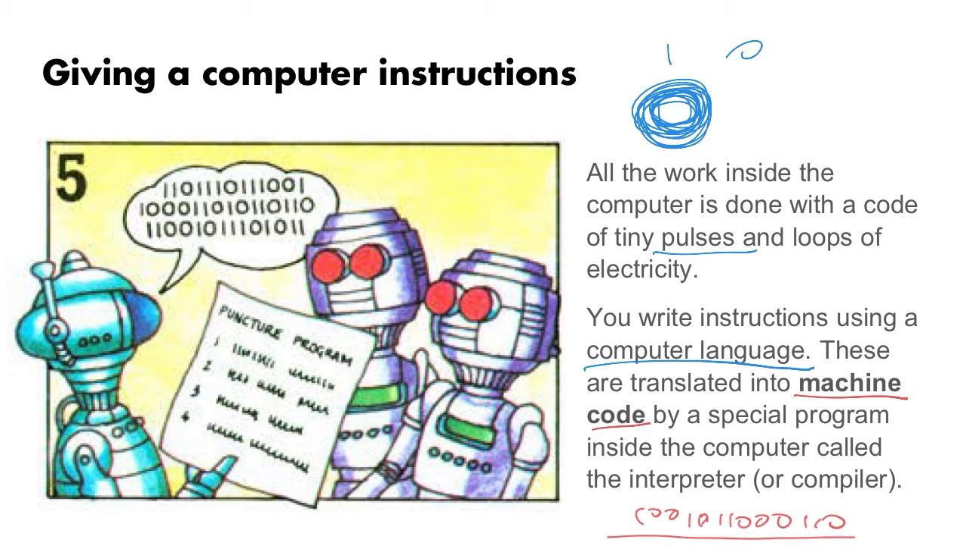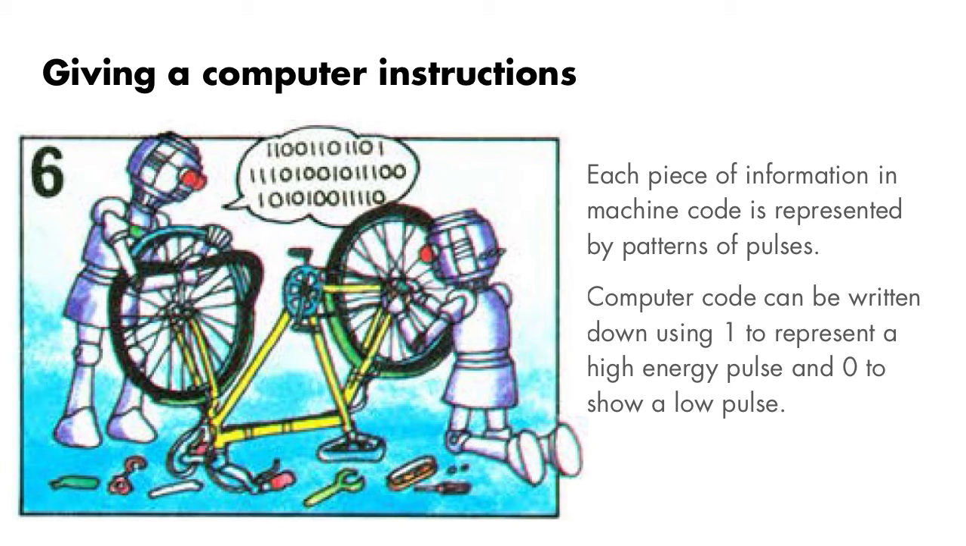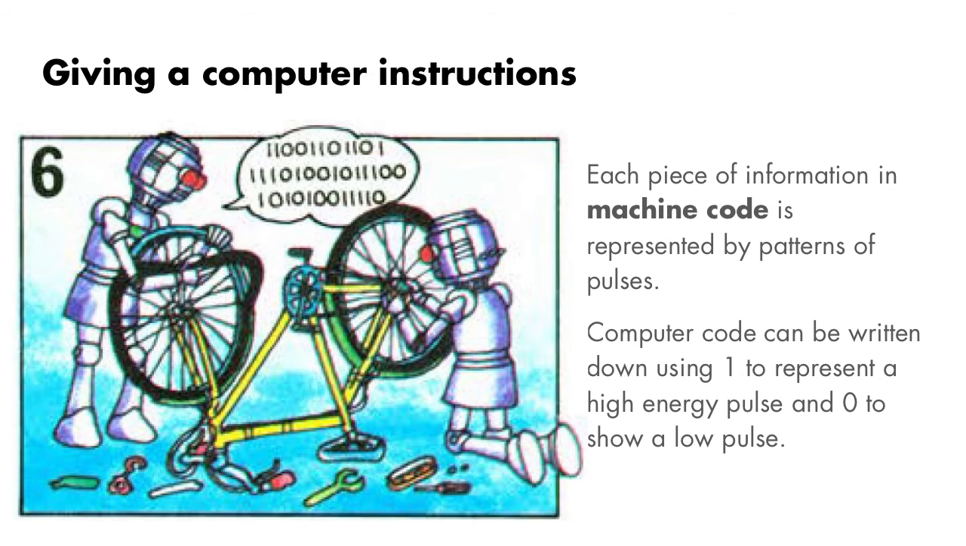I mean, there are some people who can understand the ones and the zeros. There are whole big data sheets and books that explain how to do it, but it's a very, very slow and clunky way to write code. So each piece of information in the machine code is represented by patterns of pulses. Computer code is written inside the computer's memory as a 1 for a high energy pulse and a 0 for a low energy pulse.